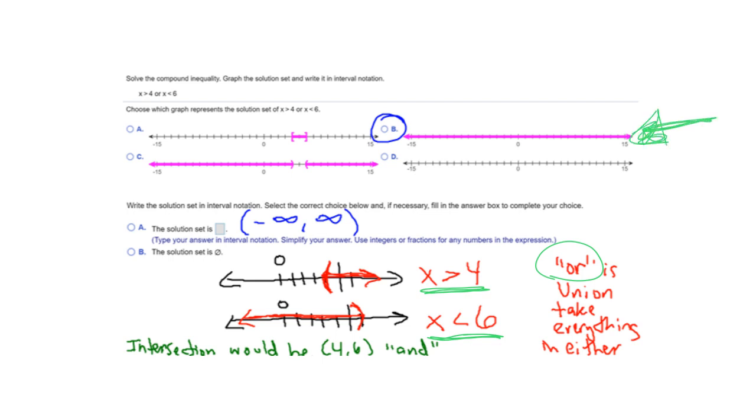And then if they ask for interval notation, remember with number lines that on this end we have negative infinity, on this end we have positive infinity. So since we can use every single number on this number line, we're going to go from negative infinity to positive infinity.